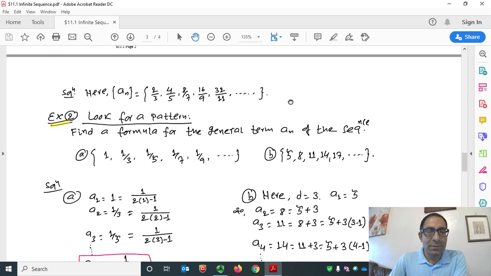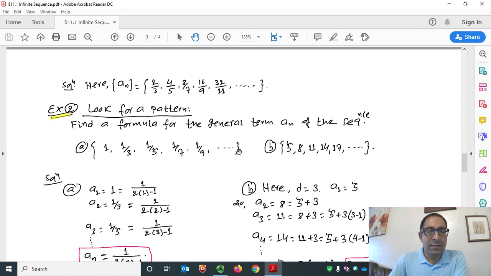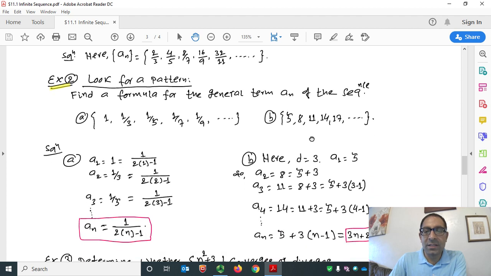Example 2, look for a pattern. Find a formula for the general term, meaning the nth term, of the sequence. The sequence is given in listed form here: part A, 1, 1/3, 1/5, 1/7, 1/9, and part B, 5, 8, 11, 14, 17. So let's begin the solution.